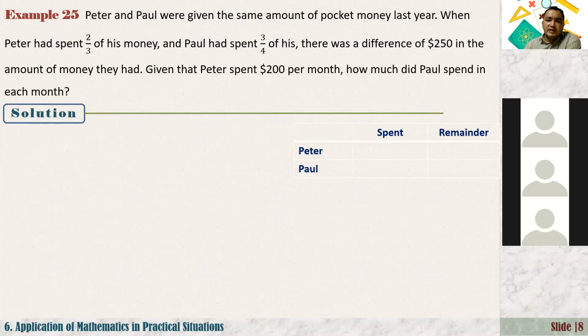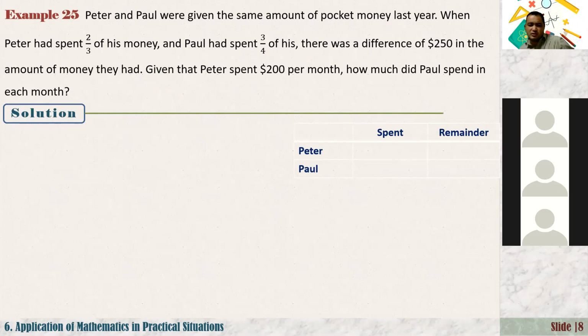Peter and Paul were given the same amount of money last year. When Peter has spent 2/3 of his money and Paul has spent 3/4 of his money, there was a difference of $250 in the amount of money they had. Given that Peter spent $200 per month, how much did Paul spend in each month?